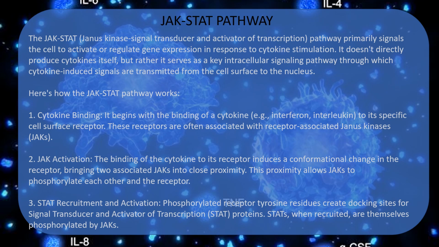Here is how the JAK-STAT pathway works. First is cytokine binding. It begins with the binding of cytokines to their specific cell surface receptors. These receptors are often associated with Janus kinase. Next is JAK activation. The binding of cytokine to its receptor induces a conformational change in the receptor, bringing two associated JAKs into close proximity. Proximity allows JAKs to phosphorylate each other and the receptor.